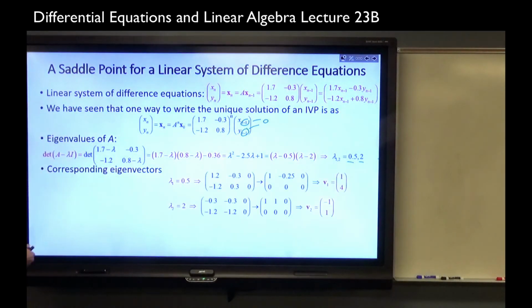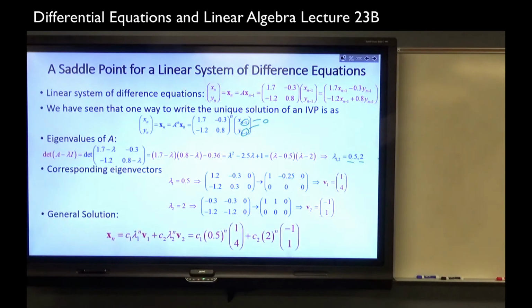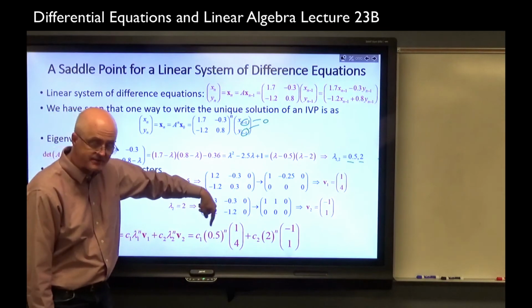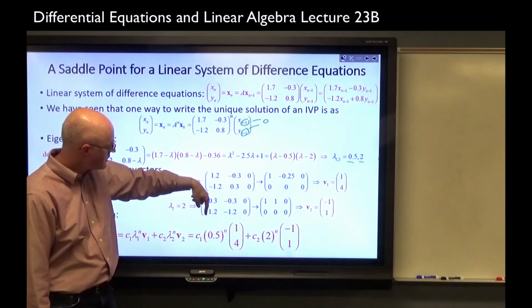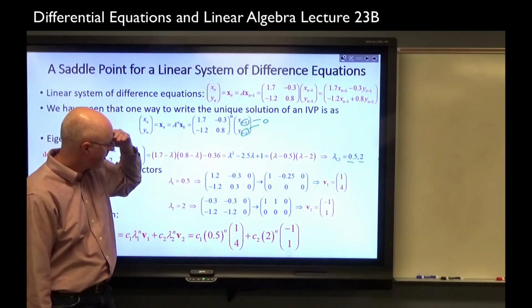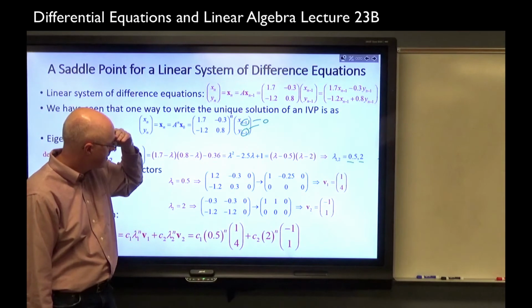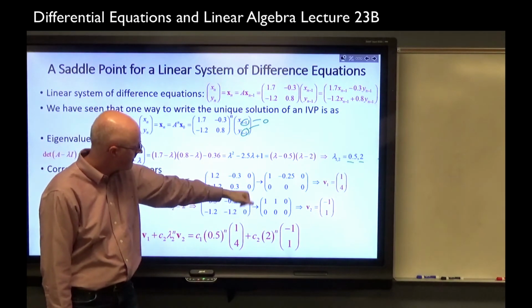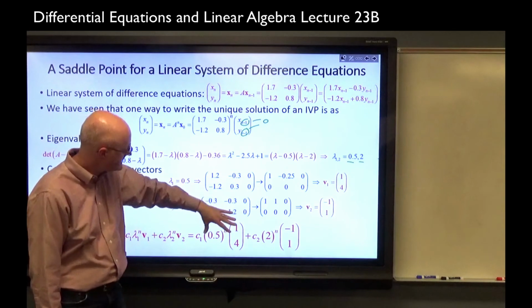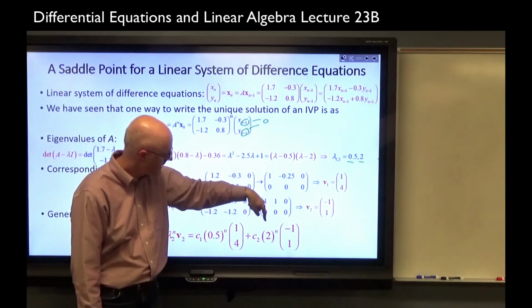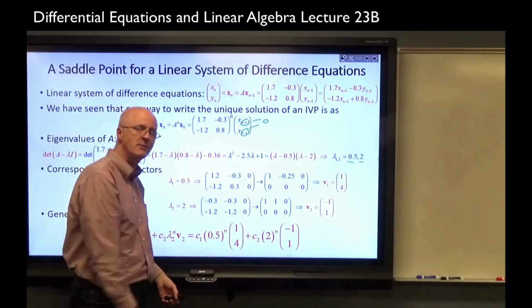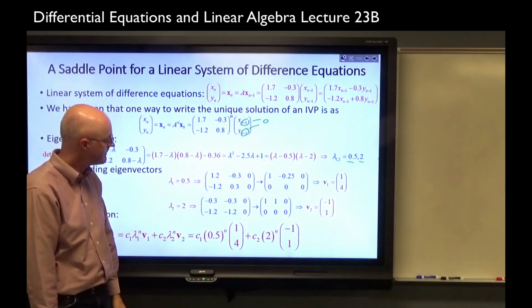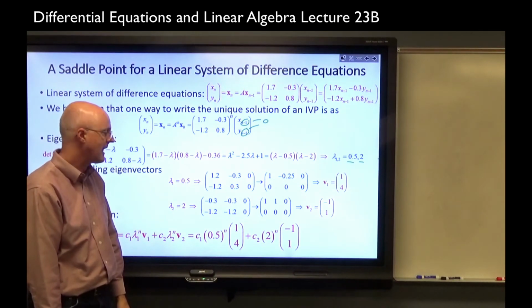Corresponding eigenvectors are these two, and the general solution is this. This part goes to 0 as n gets bigger. This part does not. In the long term, no matter what C1 and C2 are, at least if C2 is non-zero, this goes to infinity as n goes to infinity, and this part becomes negligible. You head toward points on the line parallel to that vector negative 1, 1, which is this line through the origin with the slope of negative 1.